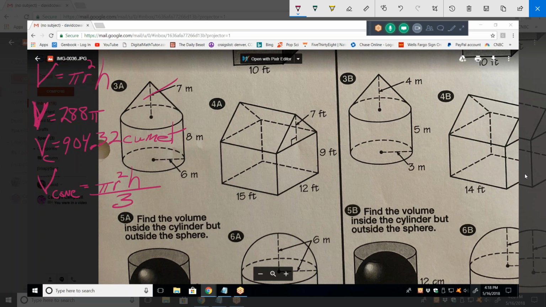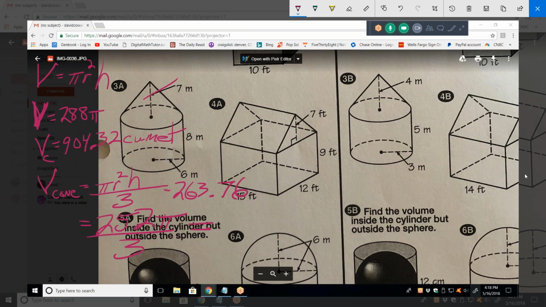So in this case, it's still 36. What's 36 times 7? 252. 252 pi divided by 3. Let's come up with that number also. 252 times 3.14 divided by 3. I got 263.76.